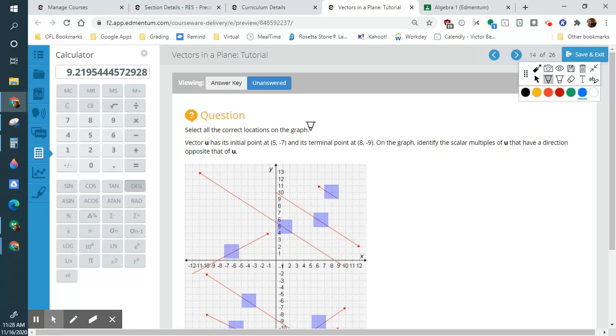All right. So when we're doing this, we're going to do 8 minus 5. So our x value is 3. So that means we're going to go to the right 3. And if we're at negative 9, I'll use a different color. Negative 9, take away negative 7. This becomes negative 2. So our vector is 3 comma negative 2.